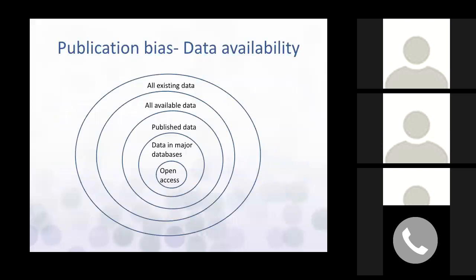The other issue with publication bias is that your data is going to have different levels of availability. So there's all data that's out there, right? Then there's all data that's available and accessible, which is going to be slightly smaller. There's published data, which is a little bit easier to get to, but doesn't encompass all available data. There's data that's published, but not in the major databases. Then you might miss some of those. And then there's stuff that's open access, which is easily accessible and technically indexed for everyone to find.